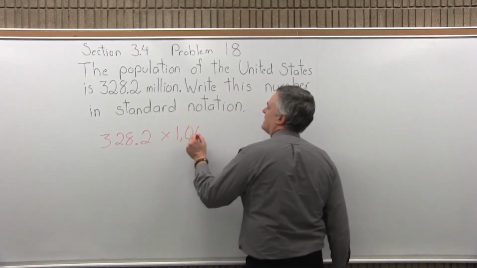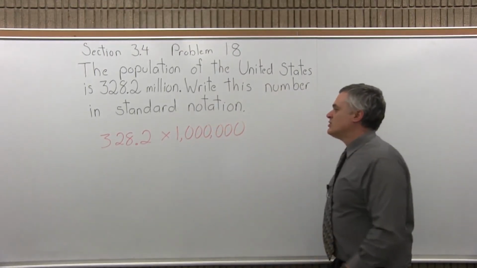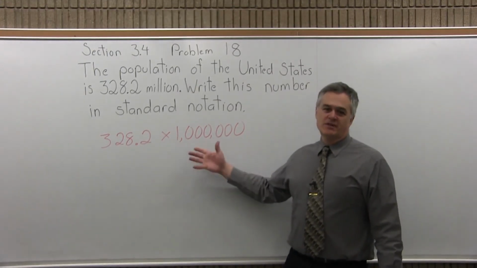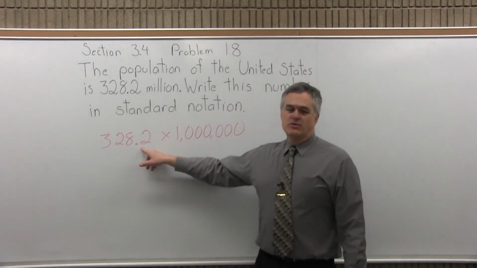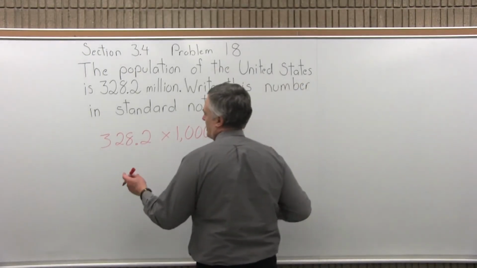So a million has 6 zeros after it. So you have a 1 with 6 zeros. And now to do this sort of a multiplication, what you really do is count how many zeros you have. There's 6. And move your decimal point that many places, 6 places. So you move it 6 over to the right to make a big number.